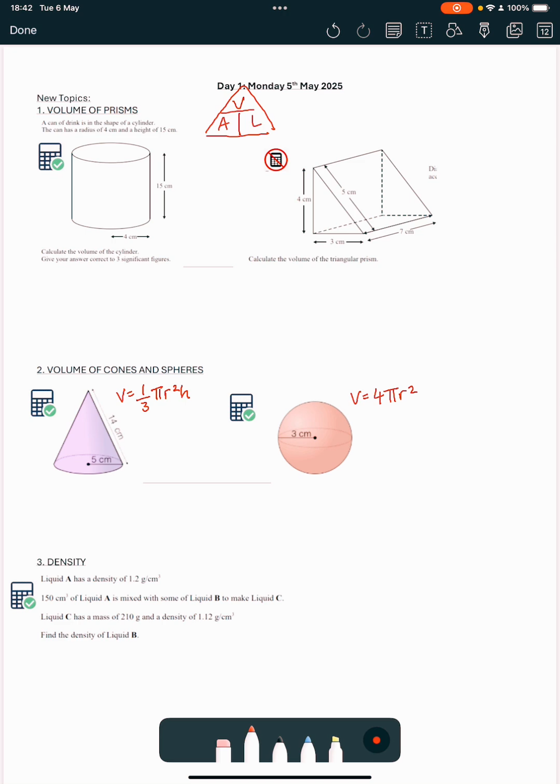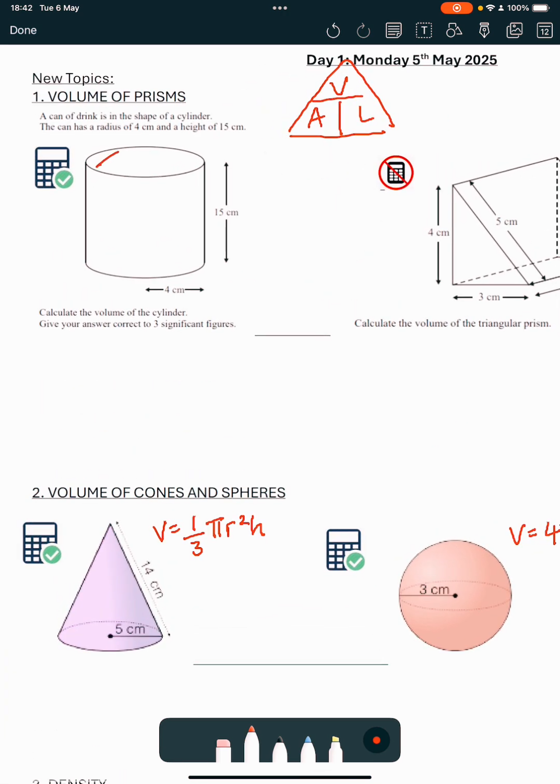So on this one on the left, the cylinder, this section here is my cross section. And this is how much it's been stretched, so that's going to be the length. Area of a circle then is pi r squared, and we're going to times that by the length. So pi 4 squared times by 15 gives me 16 times 15 pi, which will be 240 pi.